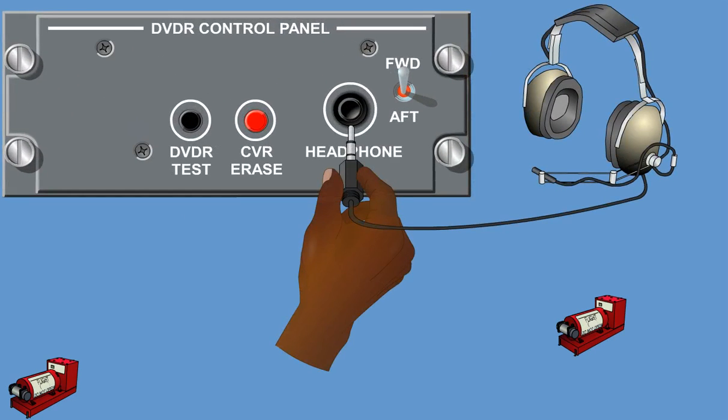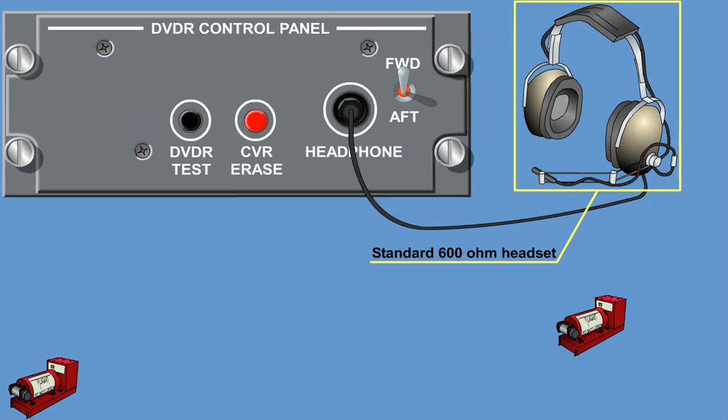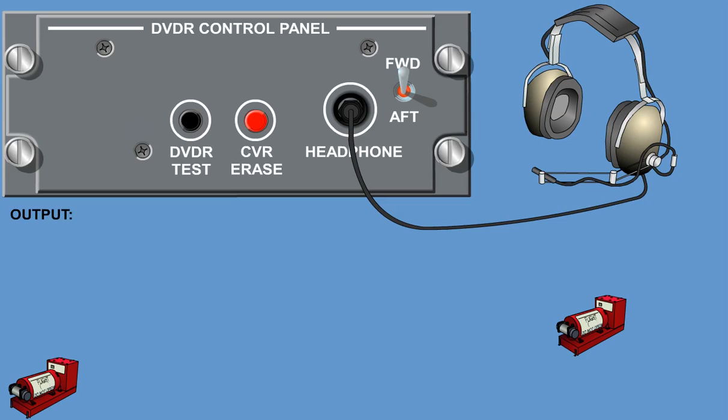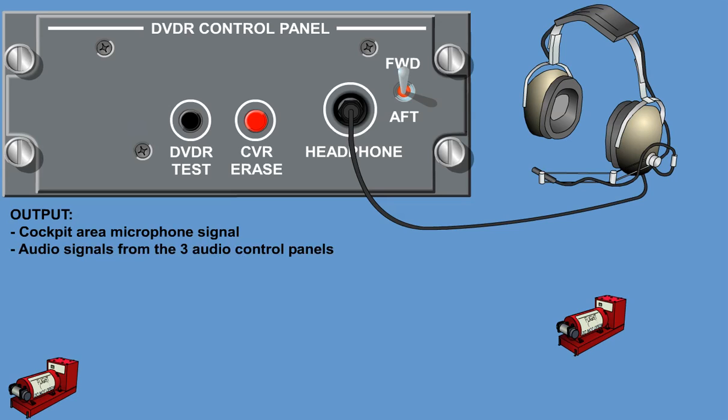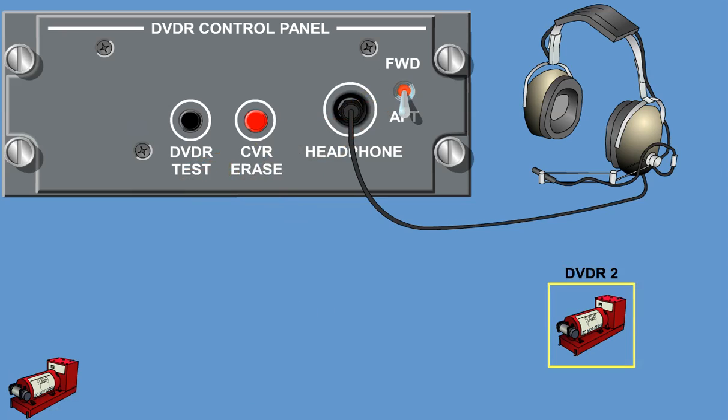The headphone jack on the DVDR control panel, used for cockpit voice recorder audio monitoring, accepts a standard 600 ohm headset plug. The output at this jack is a composite audio signal representing all 4 channels of audio, the cockpit area microphone signal, and audio signals from the 3 audio control panels. Select the forward/aft switch for the required audio source, forward for DVDR1 or aft for DVDR2.